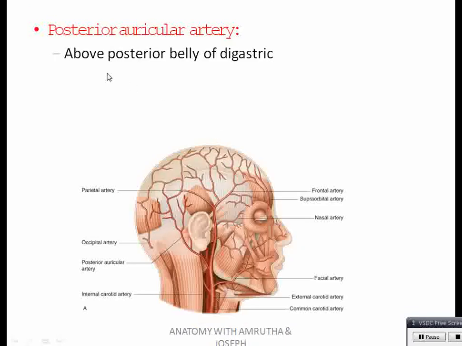The posterior auricular artery also arises from the posterior aspect of the external carotid artery. It arises above the posterior belly of the digastric muscle. The digastric muscle is present in this area and has two bellies, anterior belly and posterior belly. The posterior belly is cut here. So it arises just above that level of the digastric muscle, and as the name suggests, it goes to the posterior aspect of the auricle and supplies some area of the scalp.